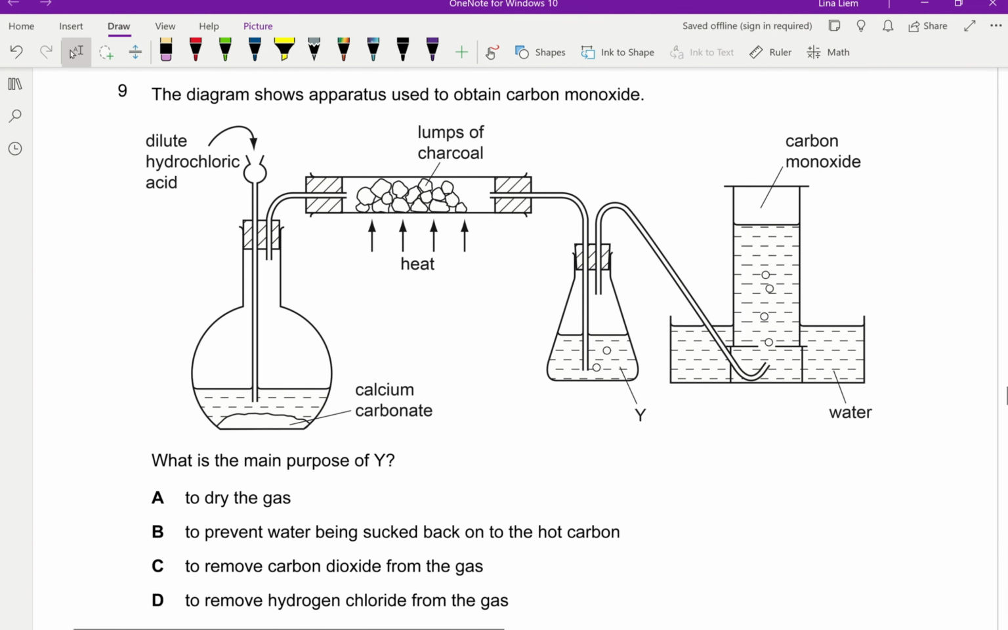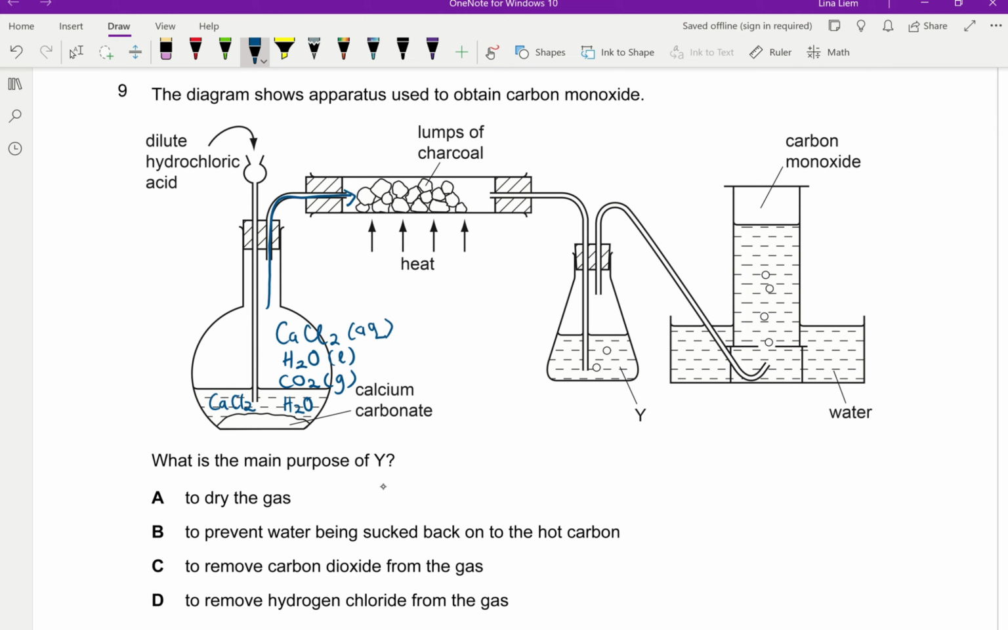Question 9. The diagram shows an apparatus to obtain carbon monoxide. What is the main purpose of Y? When HCl is added to calcium carbonate, we get calcium chloride, water, and carbon dioxide. Now, calcium chloride is a solution, so it's going to stay in this solution here, CaCl2. Water is also going to stay here, or some of it may evaporate and go as water vapor to the next stage. Carbon dioxide is a gas, so it's going to be carried into the next stage.